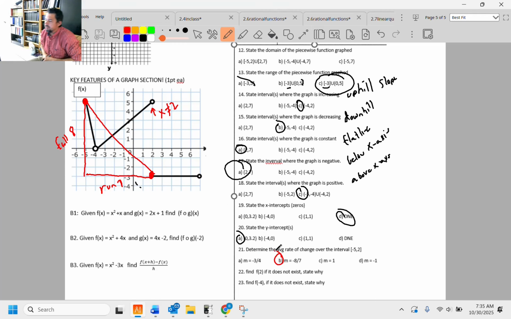Find f of 2. If it does not exist, state why. F of 2 does exist. It doesn't exist here, but it exists here, and it's -3. Find f of -4. F of -4 does not exist. So it does not exist. The reason it does not exist is because x cannot be -4. I also accept hole in graph.